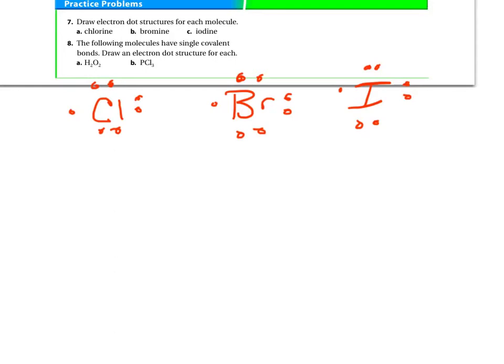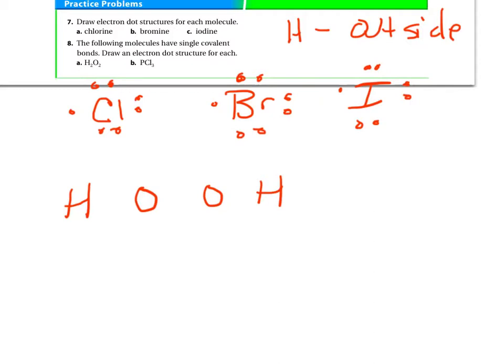Now, number 8A, that's kind of tricky if we're trying to draw that. Once again, things tend to be symmetrical. Also, one thing to understand is that hydrogen always has to be on the outside because it can only form 1 bond. It can't form more than 1. So it's going to be on the outside, and we're going to get some kind of setup like that.